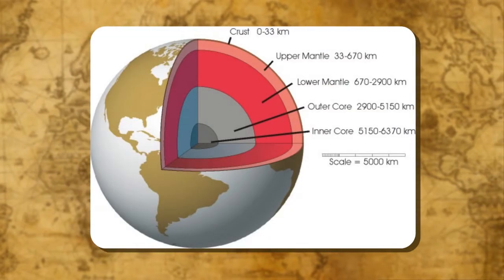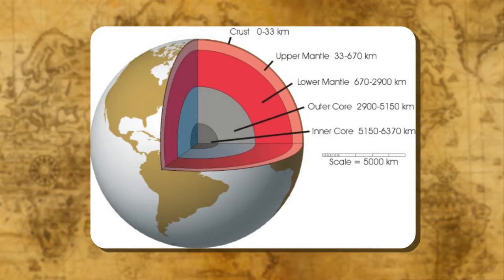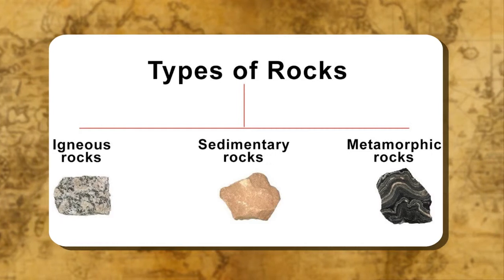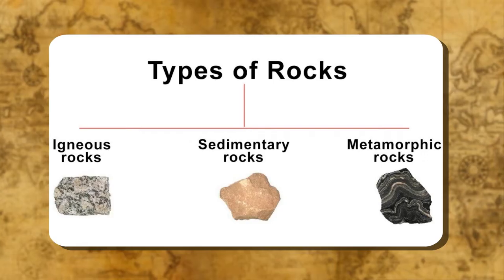The average thickness of the lithosphere is more in the continents than in the oceans. The main part of the crust consists of igneous rocks. The rest consist mostly of sedimentary and metamorphic rocks.